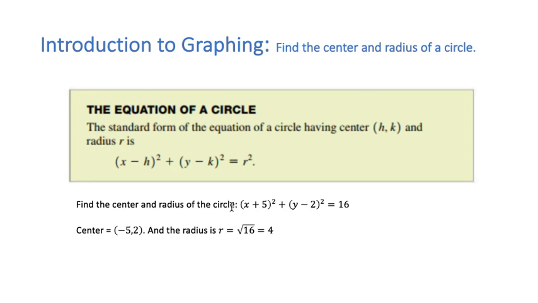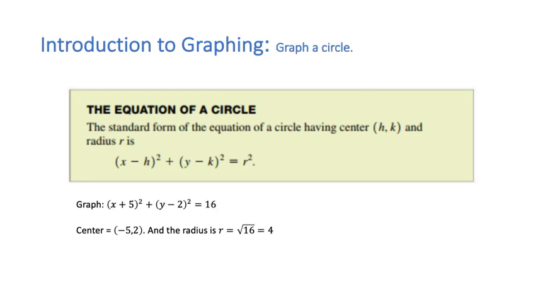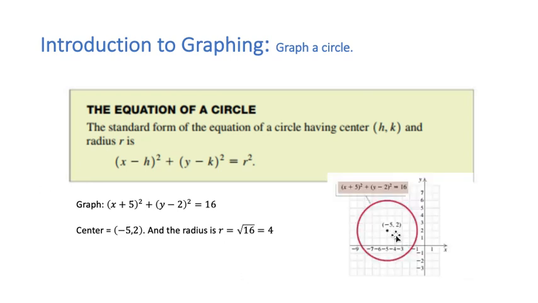So notice it's the opposite of positive 5, opposite of negative 2, and the radius is the square root of 16. Okay, so the next thing we want to do is talk about graphing this circle. If you're going to graph this circle by hand, the first thing you want to do is graph the center of the circle. So the center is at negative 5, 2.